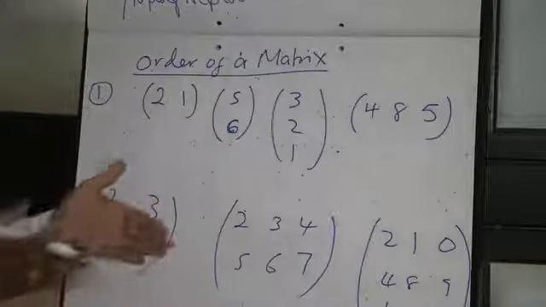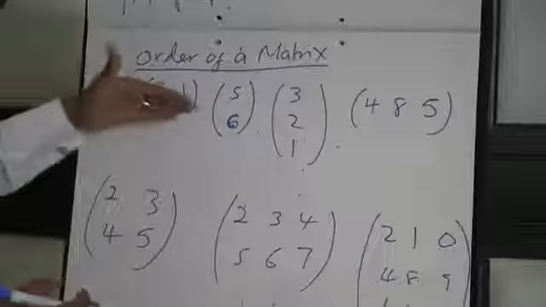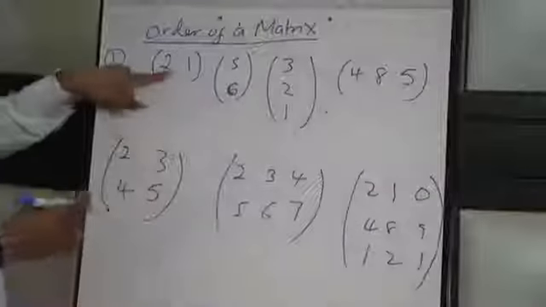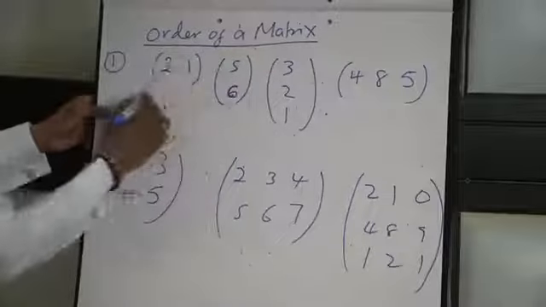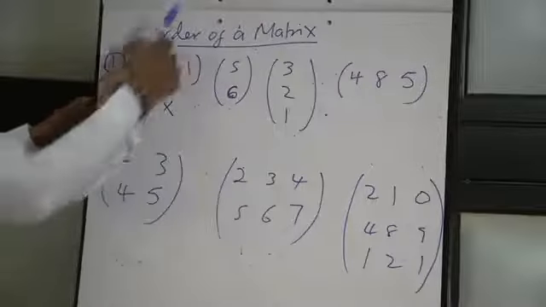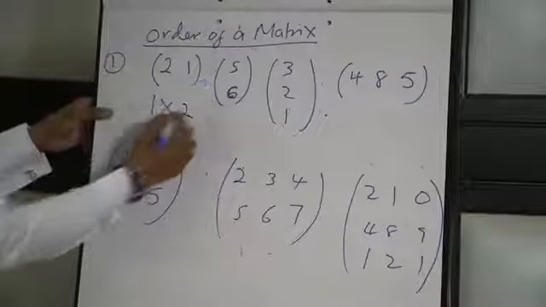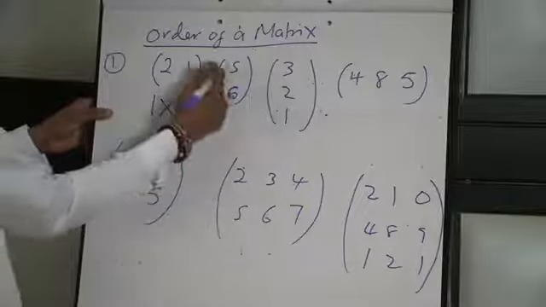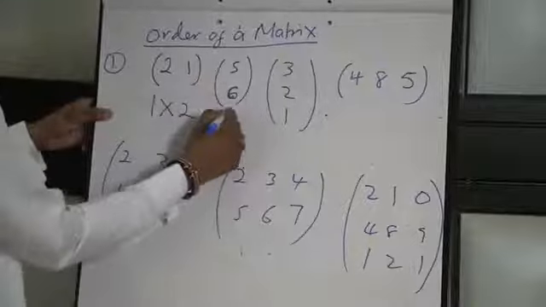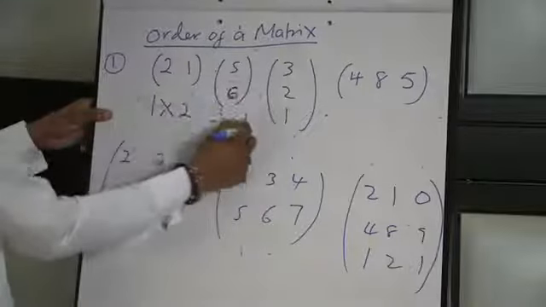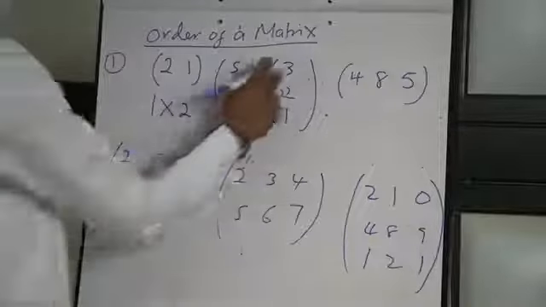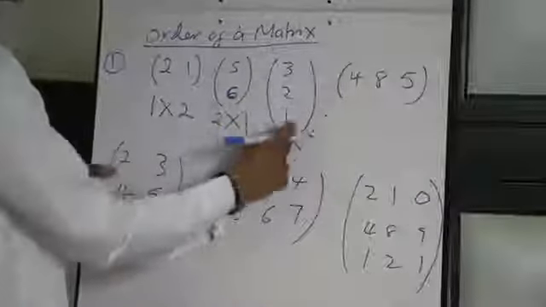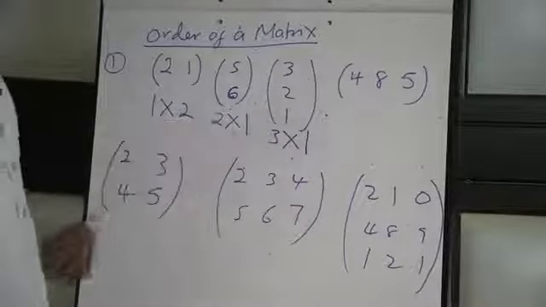I said that number one, you name them as per the rows and columns. In our first one, we have one row by 2 columns, so this is named a 1 by 2 matrix. How do we name this? 2 rows by 1 column, so this is a 2 by 1 matrix. The next one has 3 rows by 1 column. This is a 3 by 1 matrix.